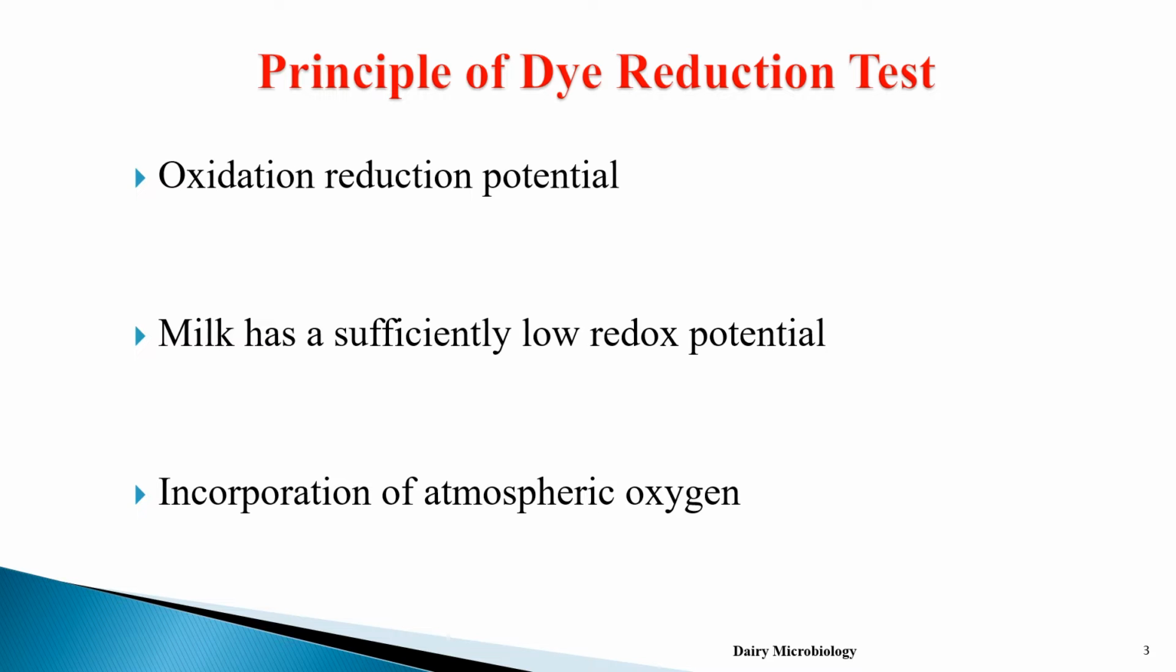When milk is present in the udder of a healthy mammal, it has a sufficiently low redox potential. But during the processing of milk, like during the milking process, cooling, or dumping of milk, all these processes result in an increase in the oxidation reduction potential of milk because of the addition of atmospheric oxygen.